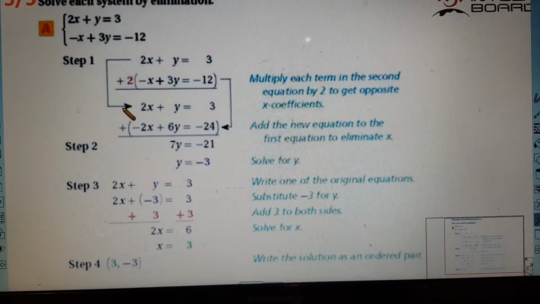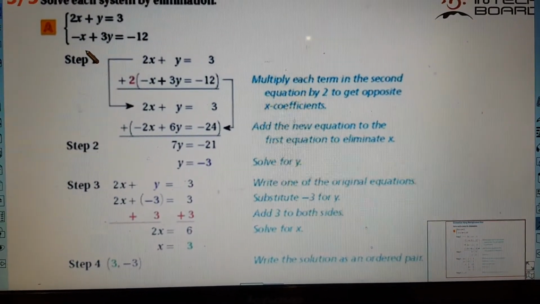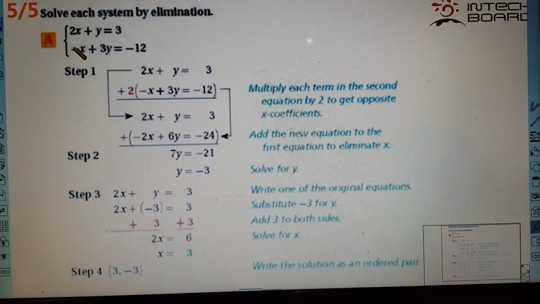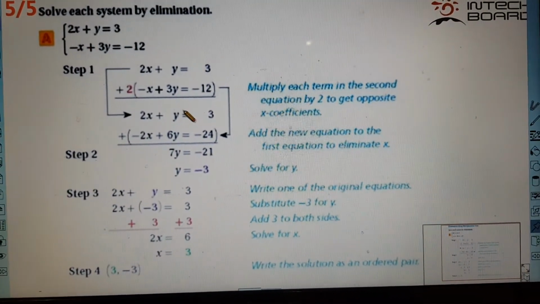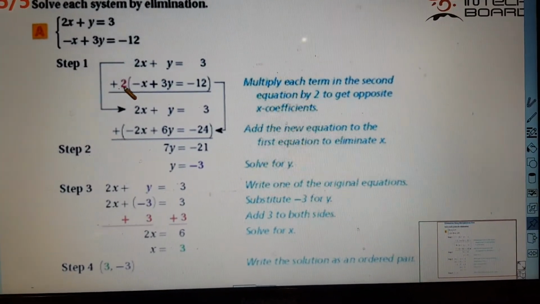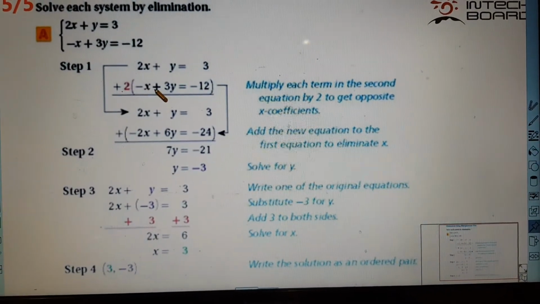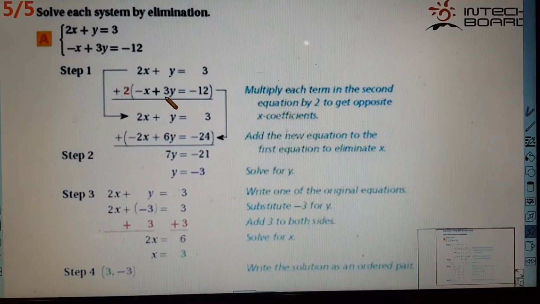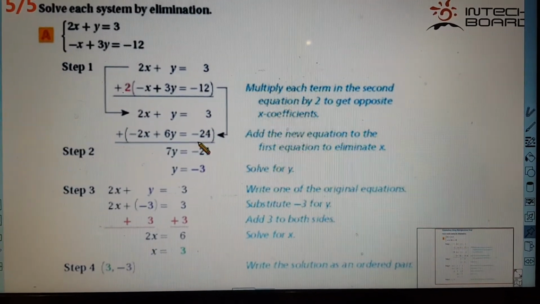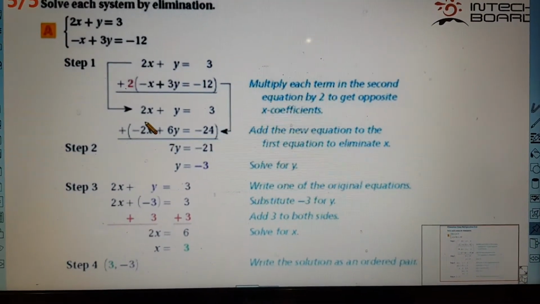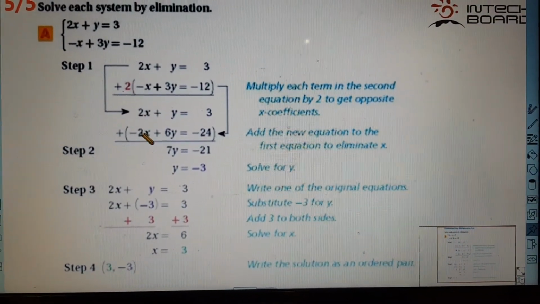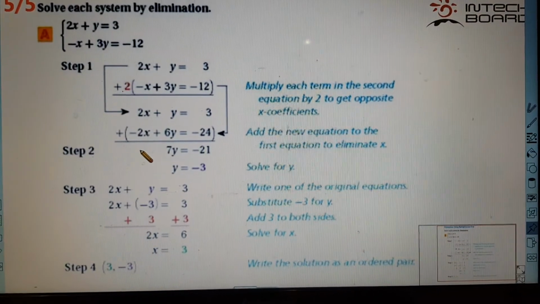Here, he multiplied the second equation by 2. Anyway, it is right. So I have the first one, 2x plus y equal to 3, as it is. And the second one, multiply the whole equation. So it will be negative 2x plus 6y, 2 times 3 is 6, equal 2 times 12 is 24. Then you have different signs here, so we will add 2x and negative 2x, okay?